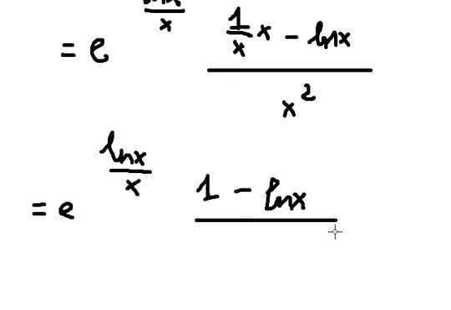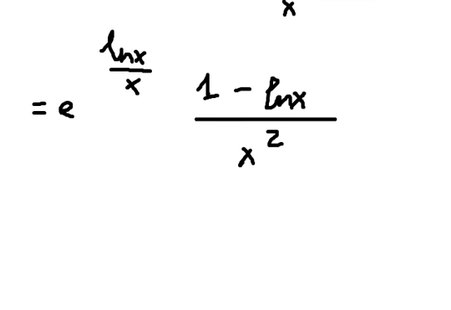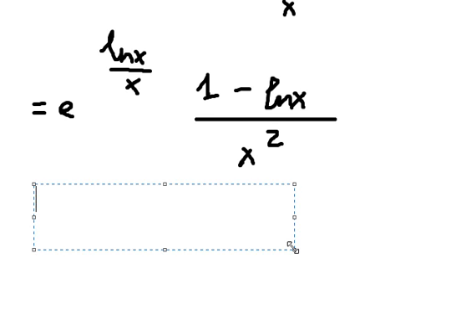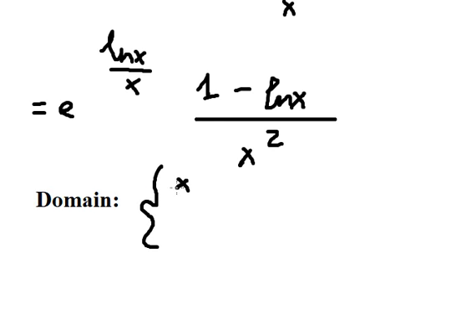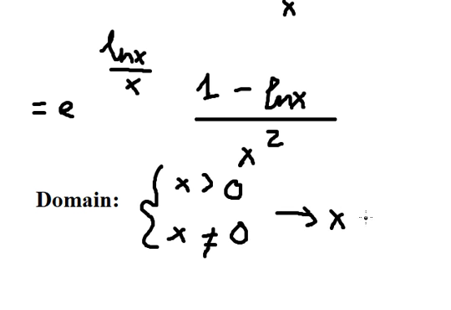Now we need to find the domain of this one. As you can see, we have ln s, so that means s should be greater than number 0, and we have s on the denominator, so s cannot equal number 0. So in this situation, we just have s should be greater than number 0.